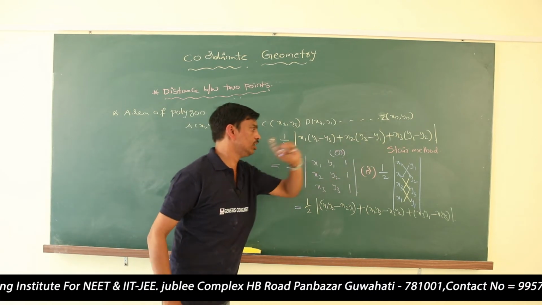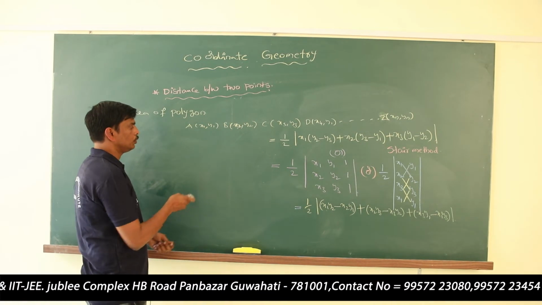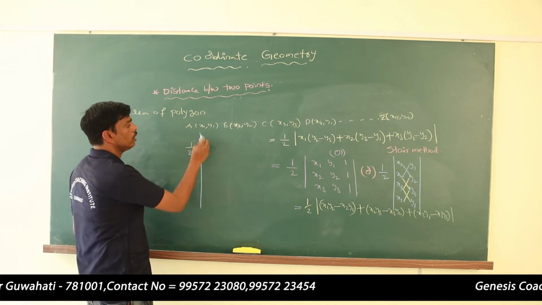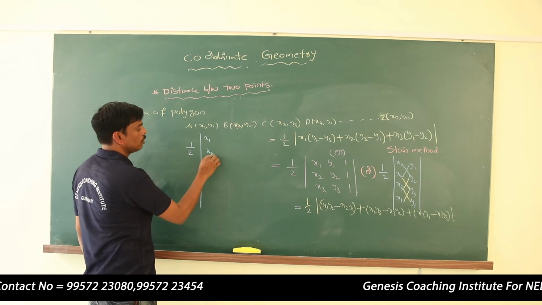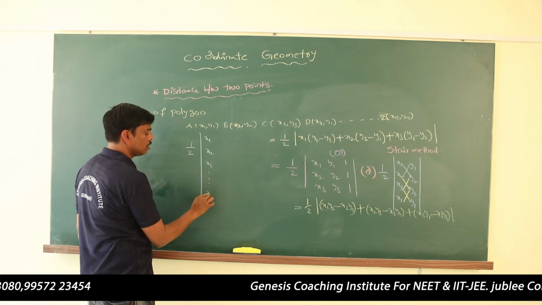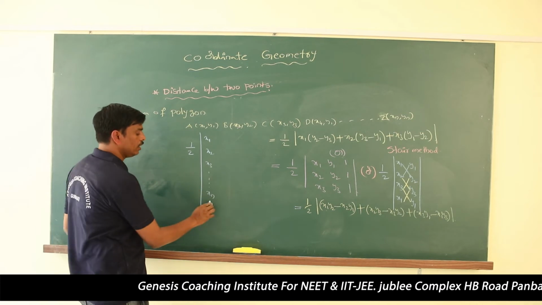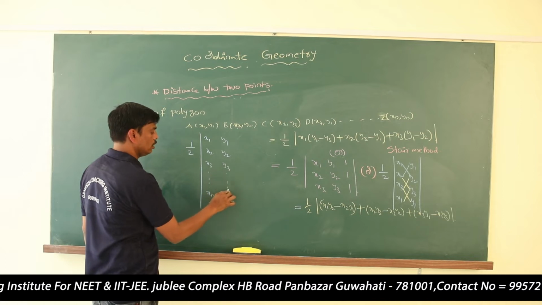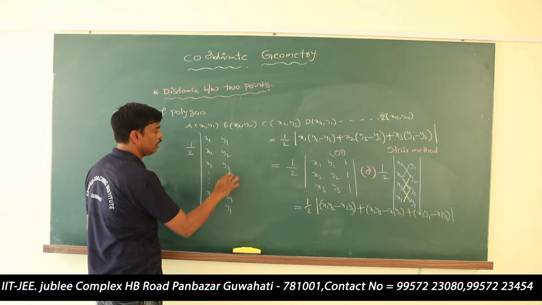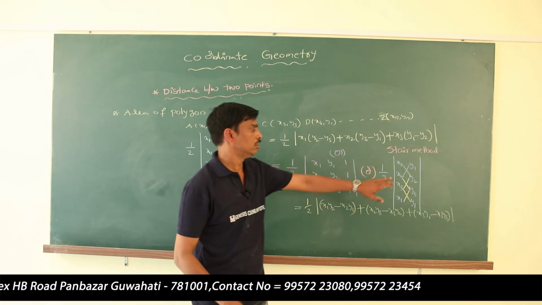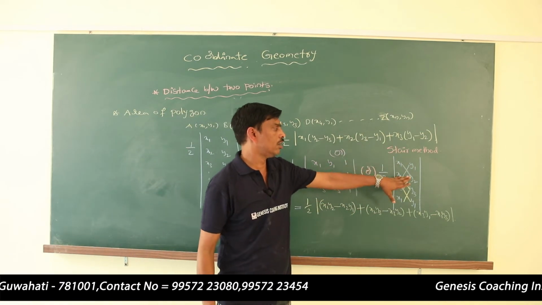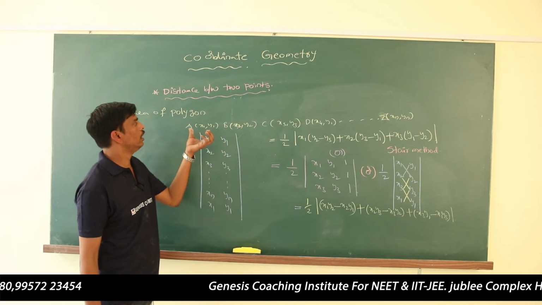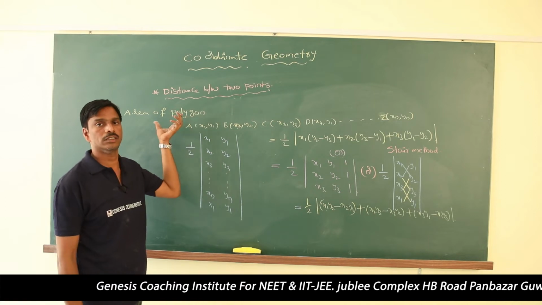By using the stair method, we write half into the first column, the x coordinates only: x1, x2, x3, up to xn and repeat x1 again. Next y1, y2, y3, up to yn and repeat y1 again. Like this we take the product of the difference of 2 by 2, one by one, and then we get the area of the polygon. Okay, this is the second one.